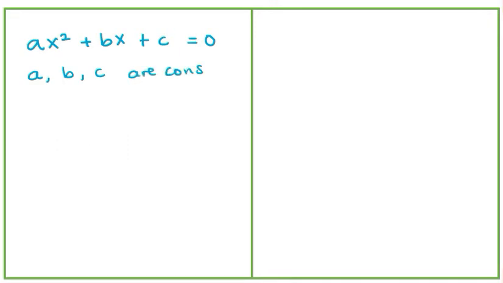In this video, let us solve quadratic equations, and we need to remember that the general form of a quadratic equation is ax squared plus bx plus c is equal to 0, where a, b and c are constants and also a is not equal to 0.